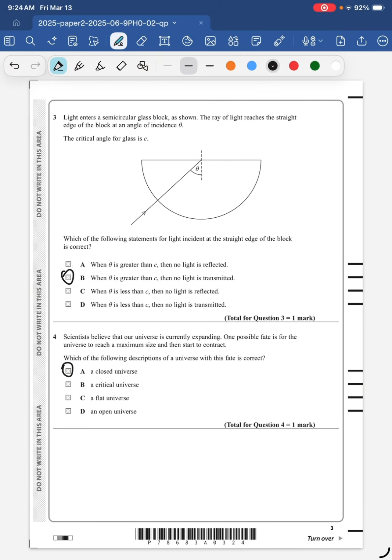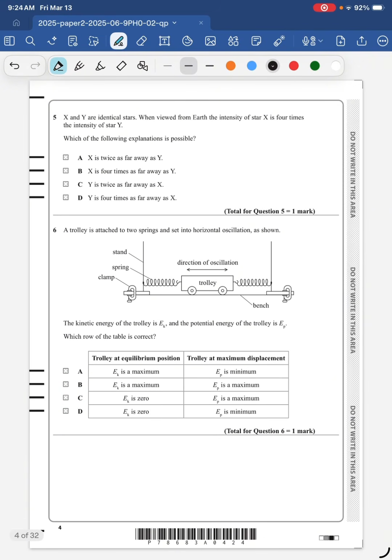Okay, moving on. X and Y are identical stars. When viewed from Earth, the intensity of star X is 4 times the intensity of star Y. Which of the following explanations is possible? So the intensity of X is 4 times the intensity of Y.